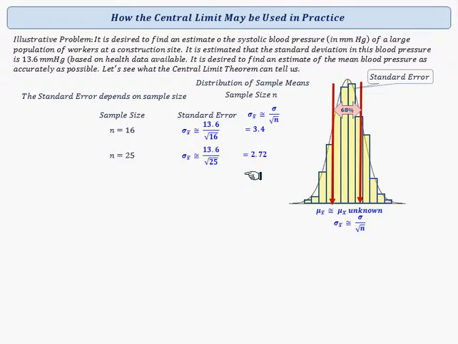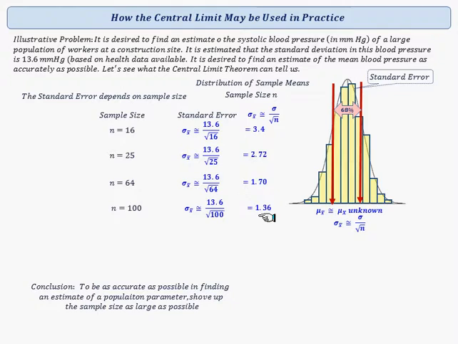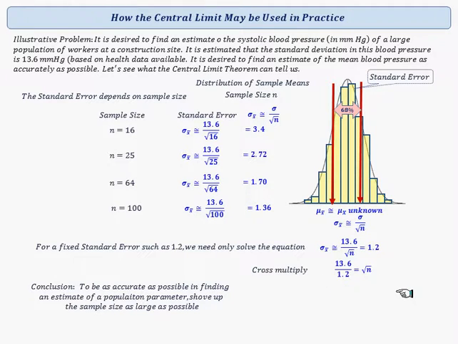For n equal 25, that reduces to 2.72. For n equal 64, 1.70. And for n equal 100, 1.36. Now understand that that is the plus or minus error term about the population mean. It turns out that if we specify a standard error of 1.2, we simply substitute it in here and solve for n. You can see we cross multiply, square, and you can compute this on your own.